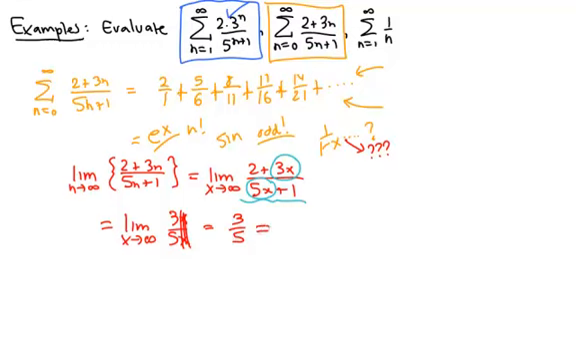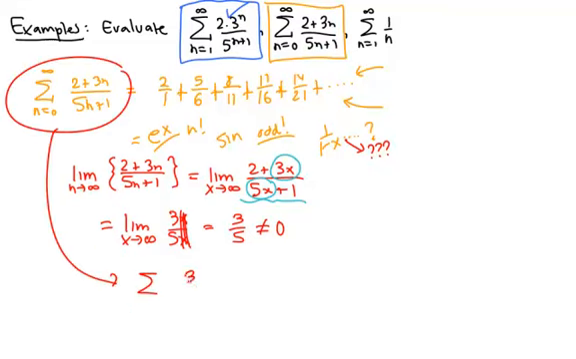But since 3/5 is not 0, that means that the series up here is effectively adding up 3/5 plus 3/5 plus 3/5 plus 3/5 plus 3/5 over and over and over again. And so we know that it has to diverge. So the sequence diverges.